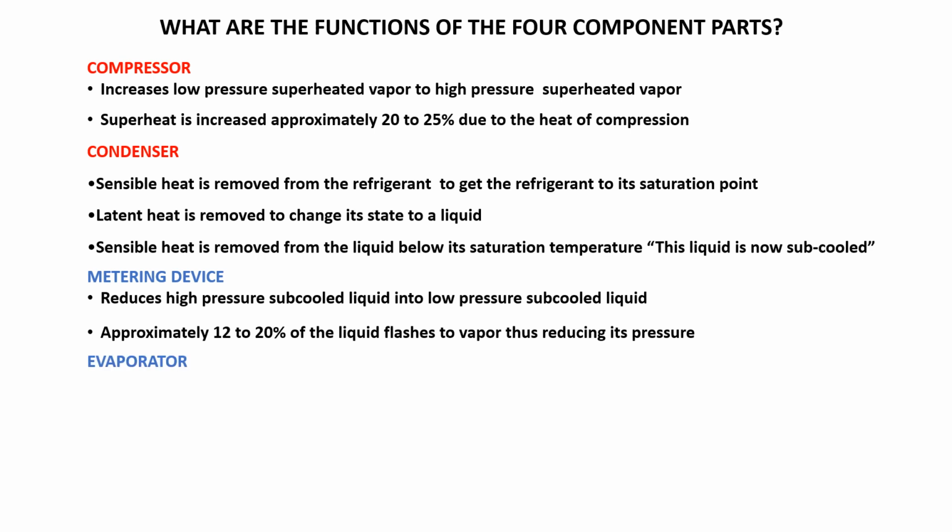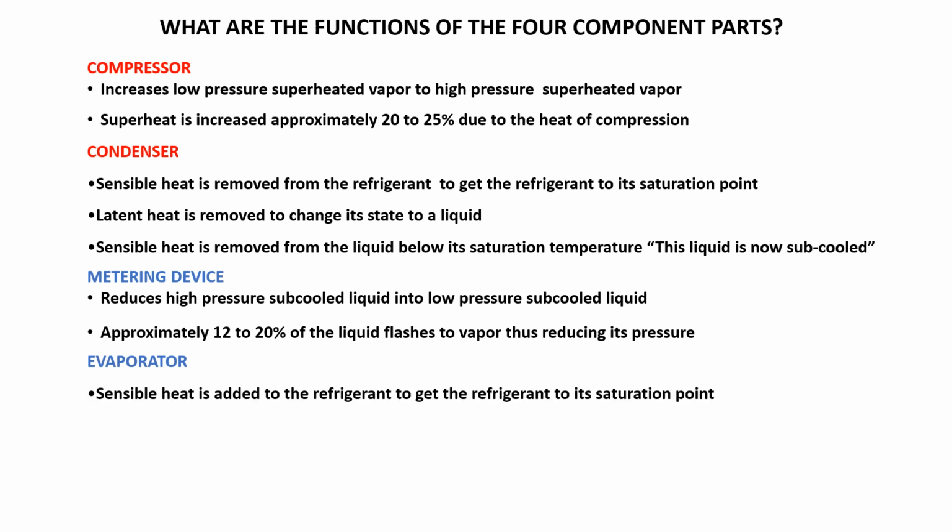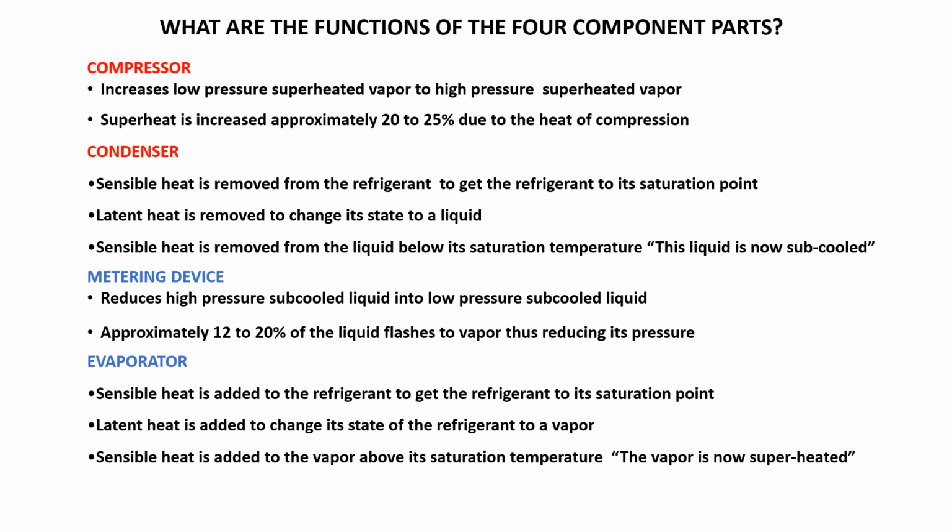The evaporator: sensible heat is added to the refrigerant to get the refrigerant to its saturation point. Latent heat is added to change the state of the refrigerant to a vapor. Sensible heat is added to the vapor above its saturation temperature. The vapor is now superheated.